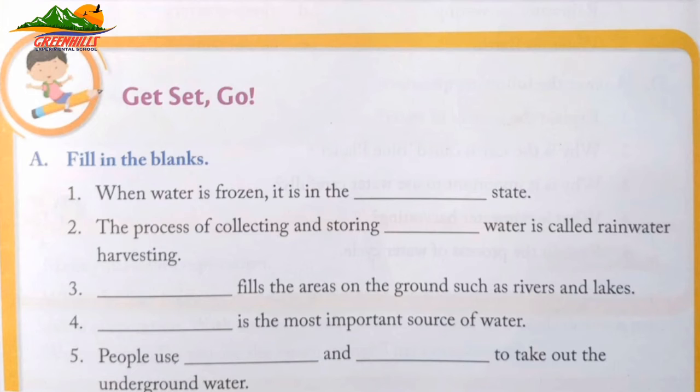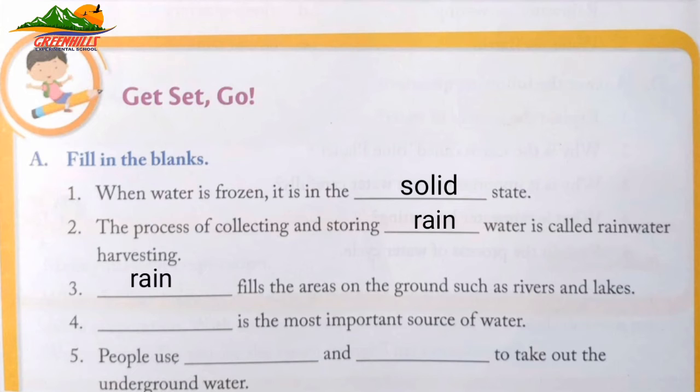Now, first one. When water is frozen, it is in the solid state. Answer is solid. The process of collecting and storing rainwater is called rainwater harvesting. Answer is rain. Number 3.